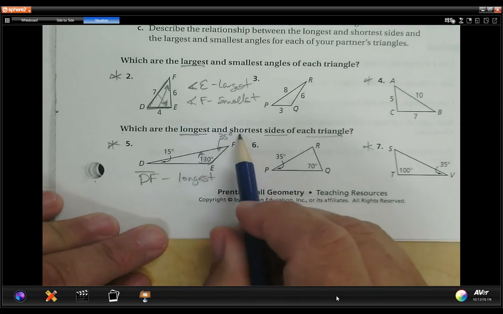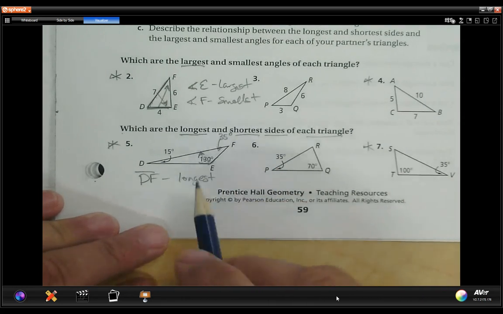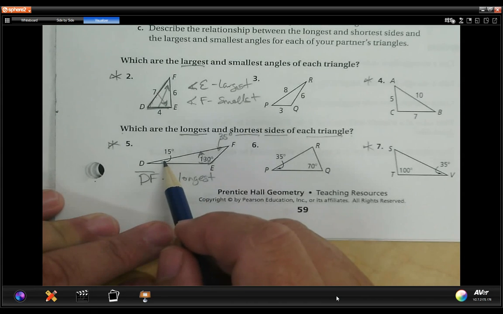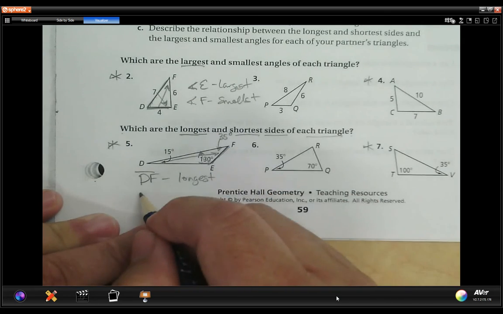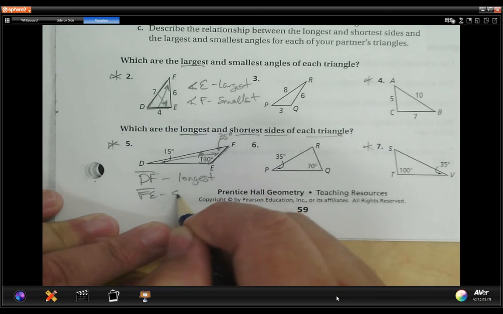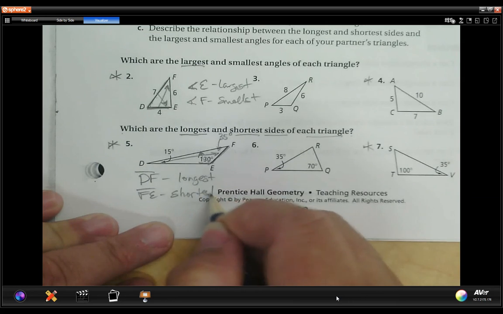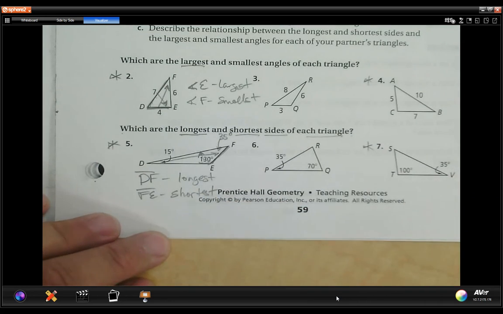So then it says, what about the shortest side of each triangle? Well, this is my smallest angle. And so the side that is across from my smallest angle is right here. So that means FE is going to be my shortest. Pretty doggone simple, right? The shortest side is going to be across from the smallest angle. The longest side is going to be across from the longest angle, and vice versa.